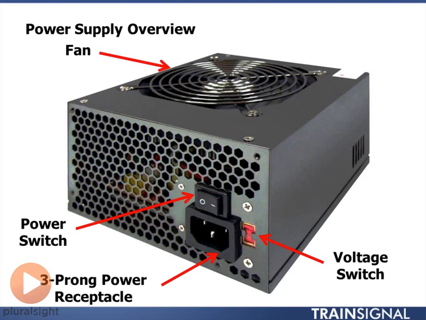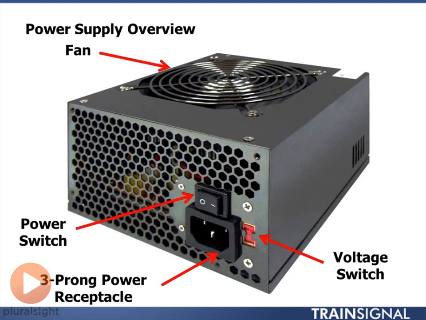A fan. Okay, we have power going through, so we want to have an exhaust fan. And this exhaust fan serves a couple of purposes. It does exhaust heat from the power supply itself, but it also helps to keep airflow going through the computer itself. Okay, so it's a way of exhausting heat from the computer.